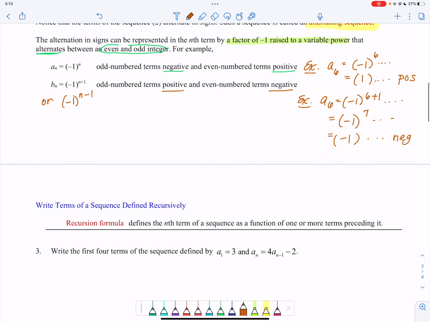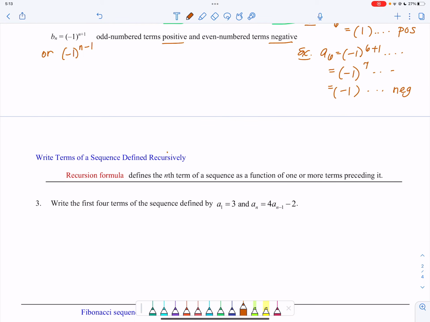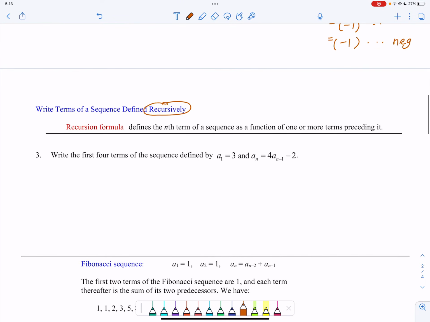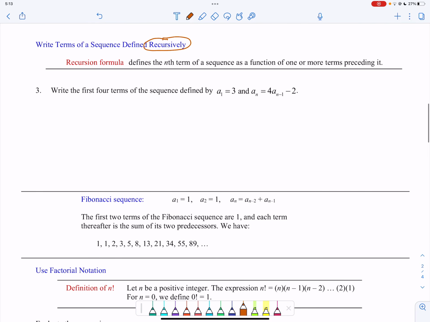Okay, now we're going to talk about something called recursiveness and a recursive formula. Here we will be writing terms of a sequence defined recursively. A recursion formula defines the nth term of a sequence as a function of one or more terms preceding it. So it defines this sequence as a function of a preceding term. Okay? So let's take a look at this number 3.